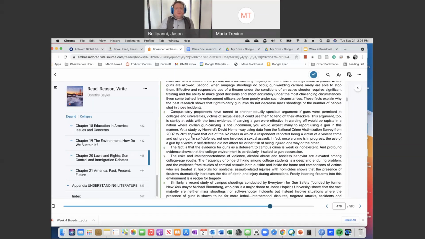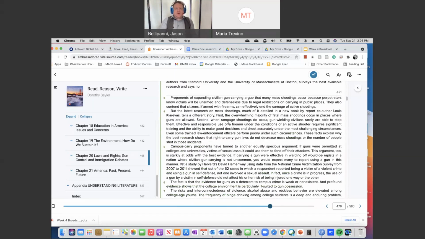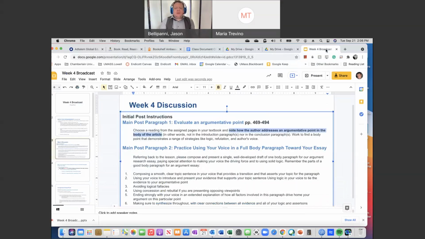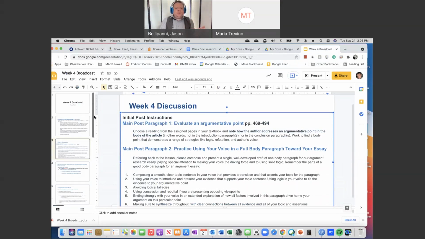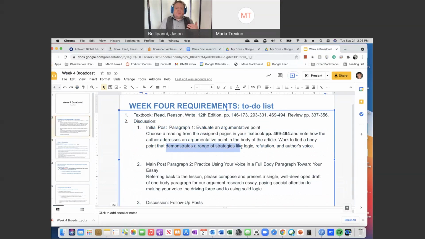So you're reading this article, so it's not very long, and you're trying to find in the body paragraph some argument technique that you're going to analyze and discuss. So it's some way that they're trying to persuade people. The way they put it, well, they give some examples, right? Like using logic, let me see if I have it on this one better. Like demonstrates a range of strategies like logic, refutation, author's voice.